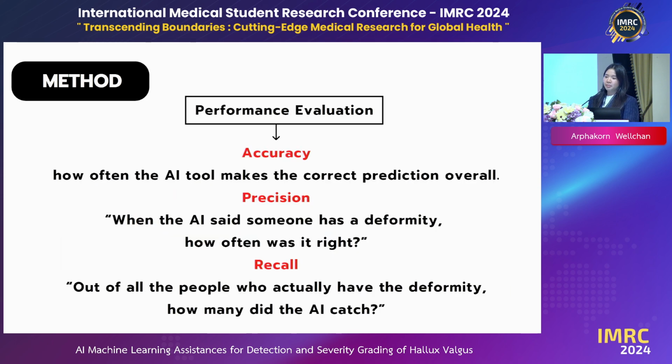For the performance evaluation, we mainly look at three metrics. First, accuracy: how often does the AI tool make the correct prediction when looking at the foot images? Secondly, precision: when the AI says someone has the foot deformity, how often is it right? And recall: out of all people who actually have the deformity, how many does the AI actually catch? Recall is a concept very similar to sensitivity in terms of a diagnostic tool.